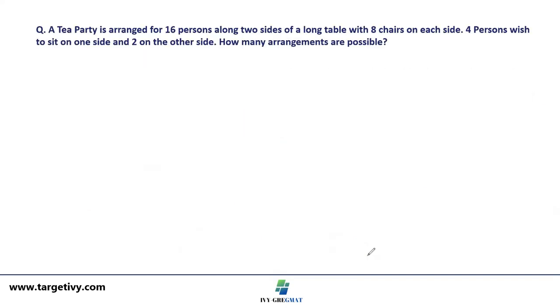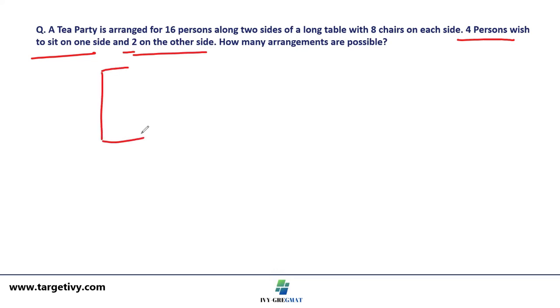Let's take another one. A tea party is arranged for 16 persons along two sides of a long table with 8 chairs on each side. Fair, this is okay. But the twist comes here. 4 persons wish to sit on one side and 2 persons on the other side. So how many arrangements are possible?